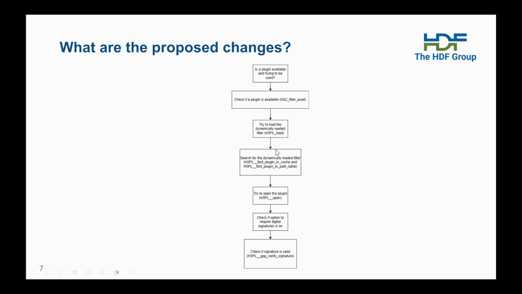Here, it'll first search for the plugin using H5PL find plugin in cache and H5PL find plugin in path table. When it tries to open the plugin, it'll call H5PL open, and so here it will insert the new code. It will check if the option to require digital signatures is on, and if that option is on, it will check if the signature is valid using the H5PL GPG verify signature. If the option is off, or if it's not necessary, then everything will work as it did in the past.